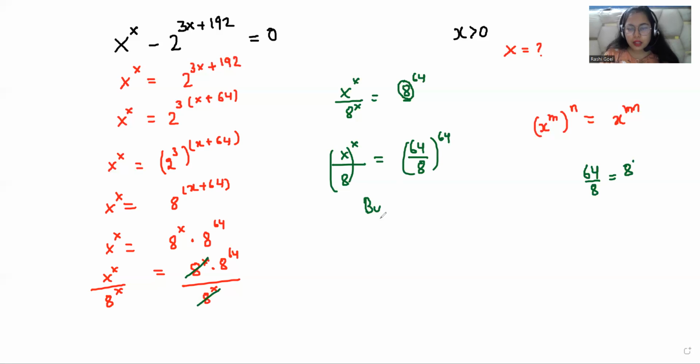So by comparison, if I compare, the denominators are the same. And if I compare the value of x in the numerator, even the power, the value of x is 64. So from this equation, the value of x will be 64. I hope it's clear.